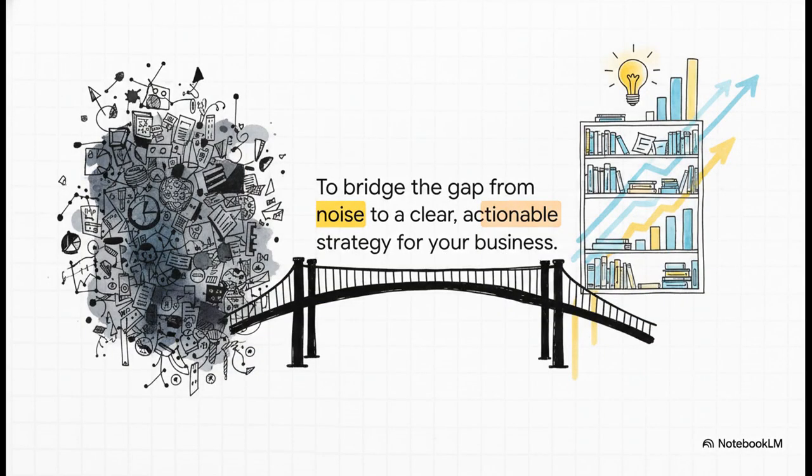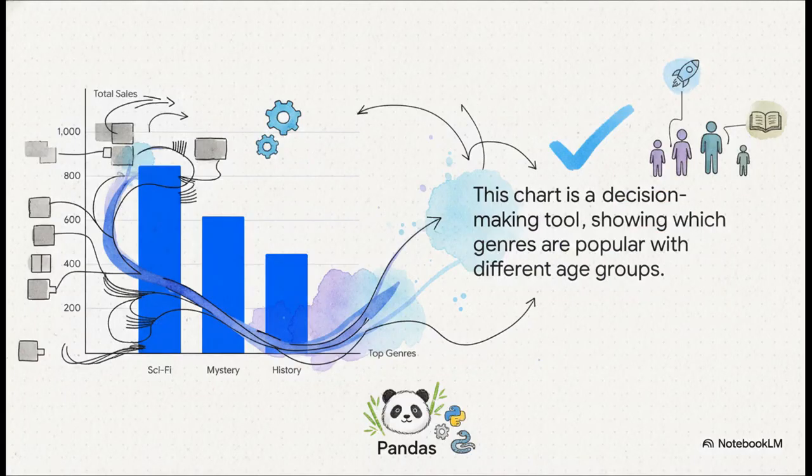Our goal is to bridge that gap, to go from all of that digital noise to a clear, actionable strategy for our bookstore. And this is what's on the other side of that bridge. I mean, look at that. A super clear, simple chart that tells you exactly which genres are popular with different age groups. Now that's something you can actually use to make decisions. So the big question is, how do we get from that messy table to this insightful chart?